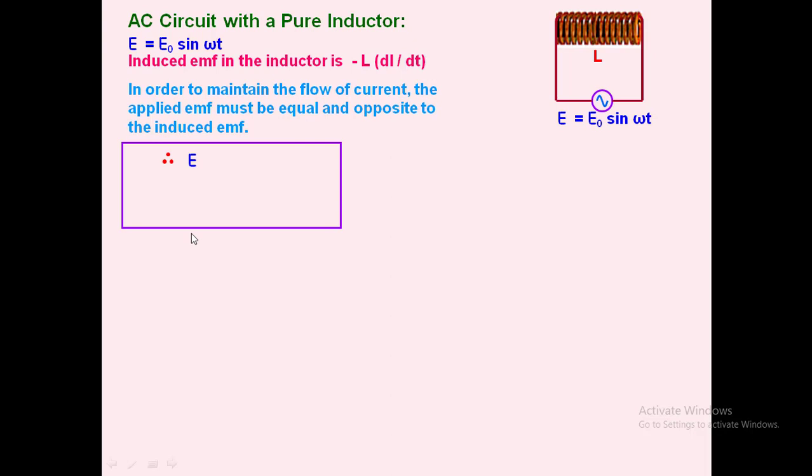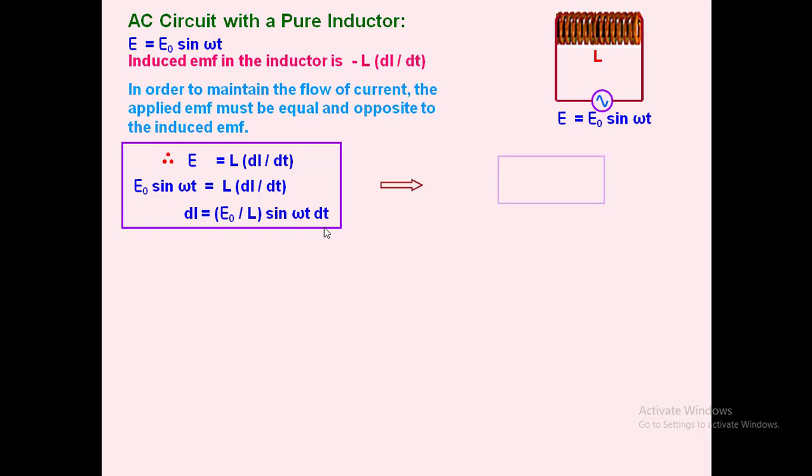Therefore, EMF E is equal to L di by dt, because the EMF will be in opposite direction and already induced EMF is minus L di by dt. So, minus into minus will become plus. So, E equal to L di by dt. What is E? E0 sine omega t. So, substitute the value of E here: E0 sine omega t is equal to L di by dt. Now, if you write the expression for di, you're going to have di equal to E0 by L sine omega t dt. Now, in order to get the total current expression, we have to integrate on both sides.